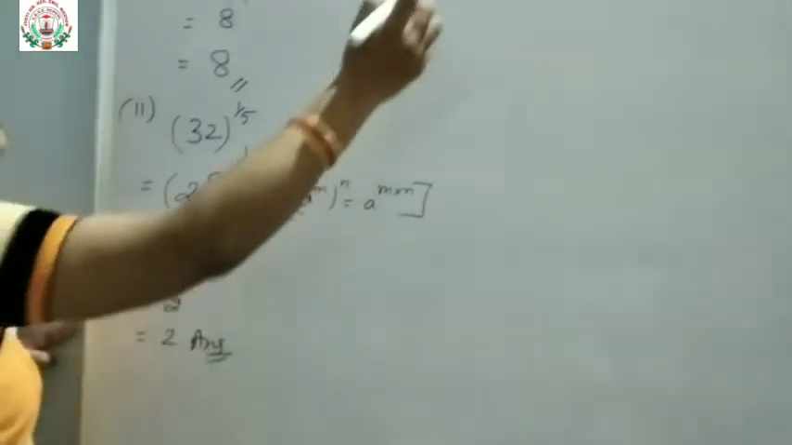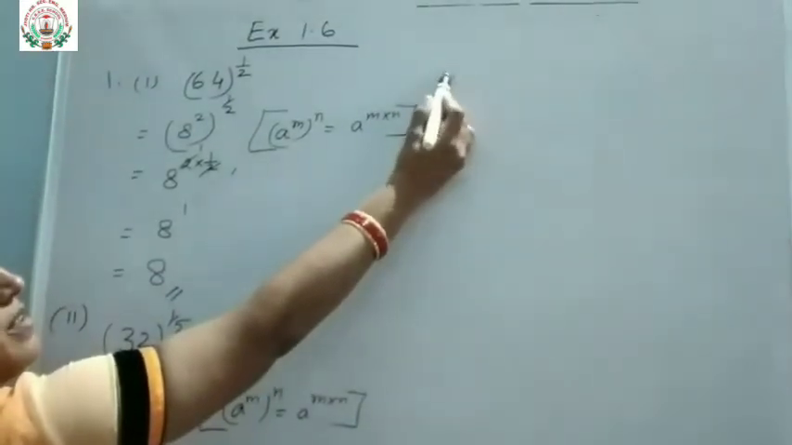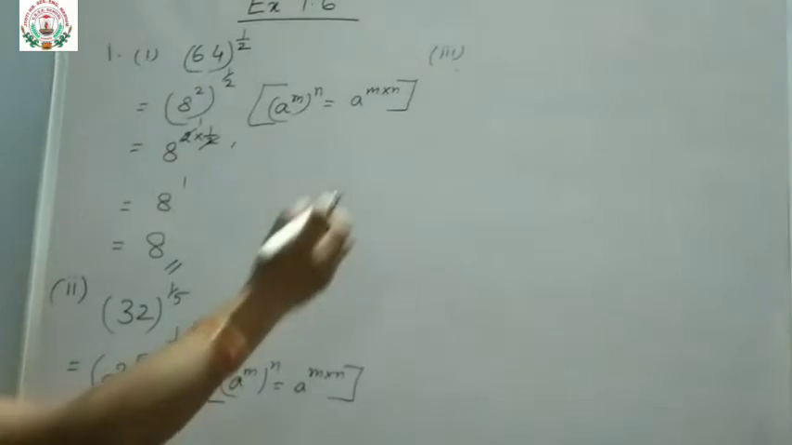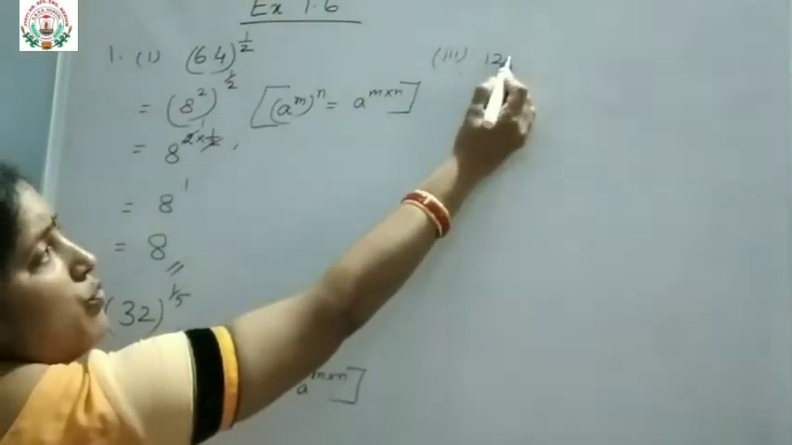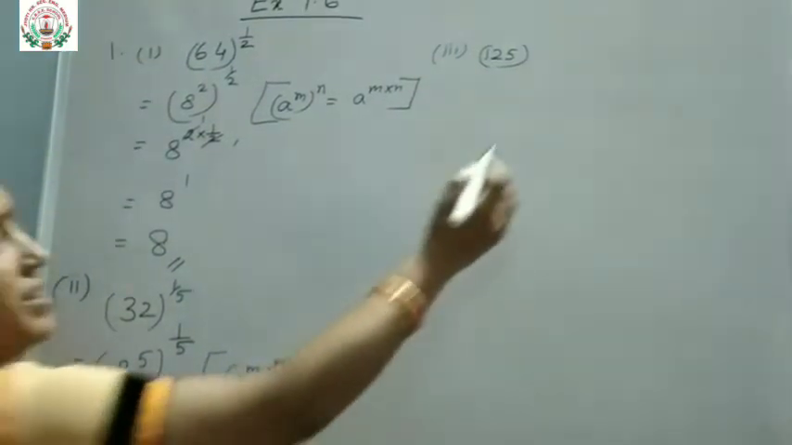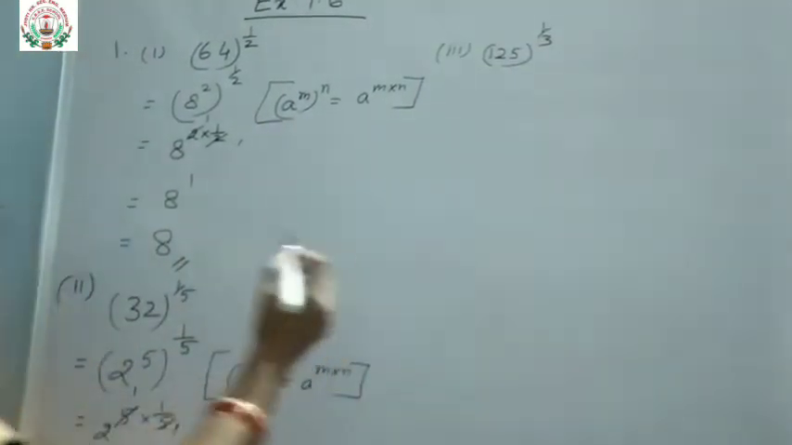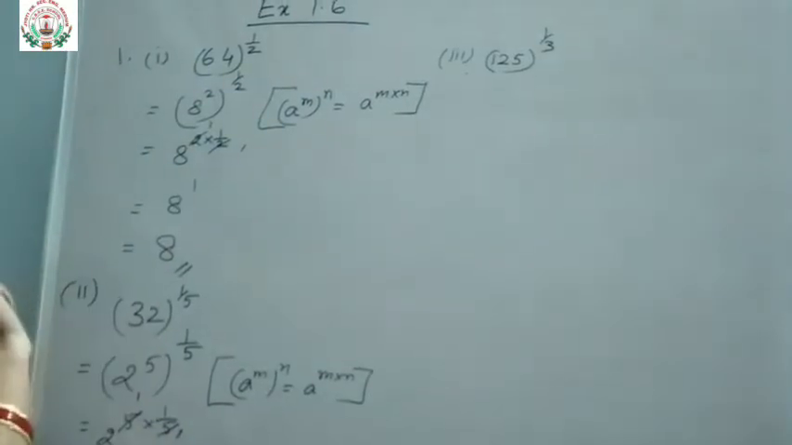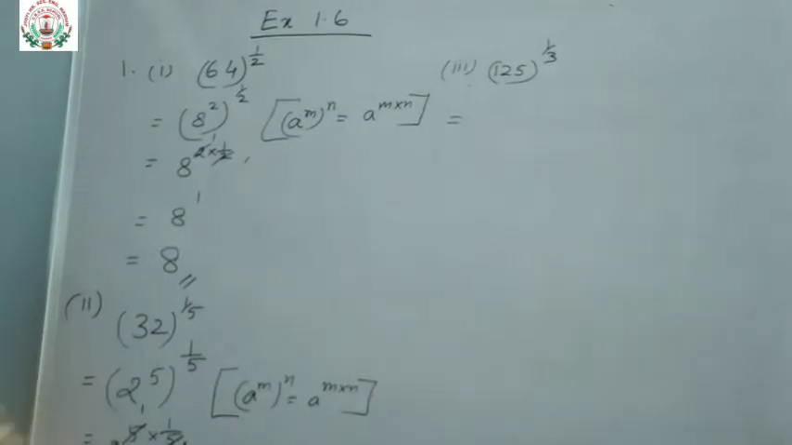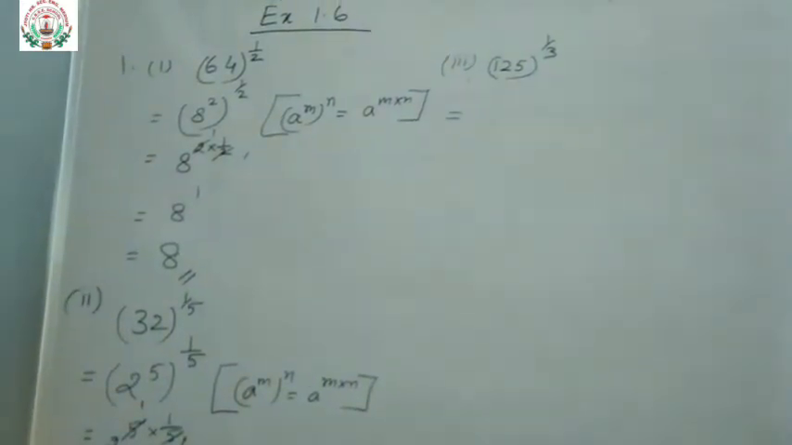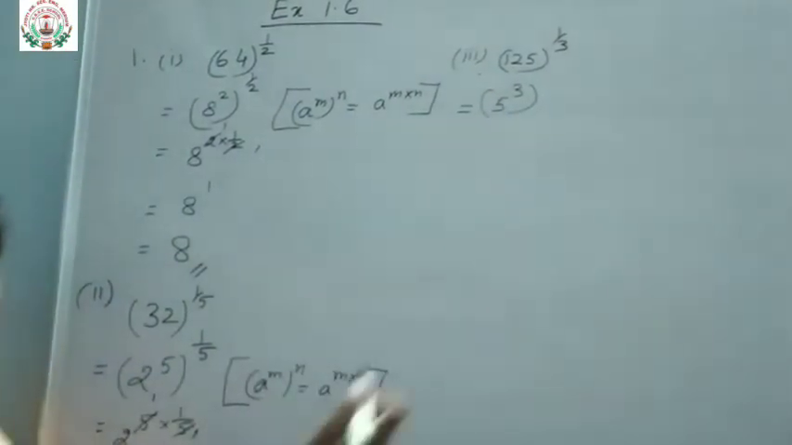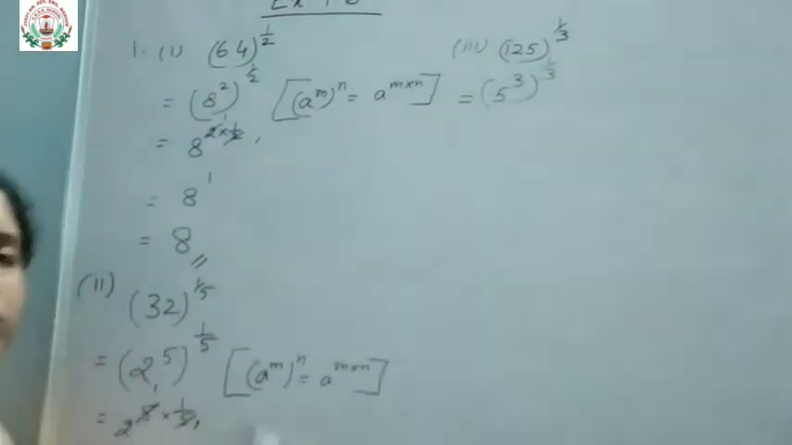Okay. Now the next one, the third question, will be 125 whole to the power 1 by 3. These are our NCERT questions. On page number 26, these questions are given, go through that. Now you know that 125 is a perfect cube of 5. So it will be 5 cube whole to the power 1 upon 3.